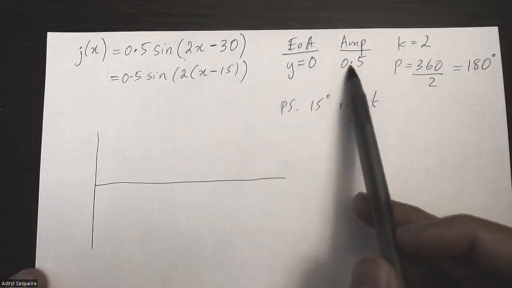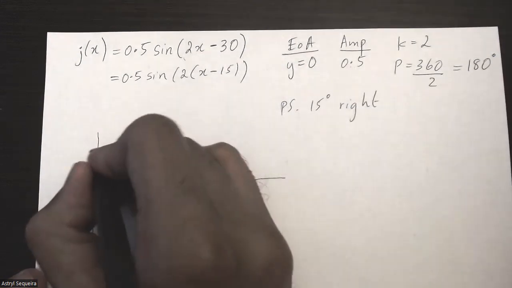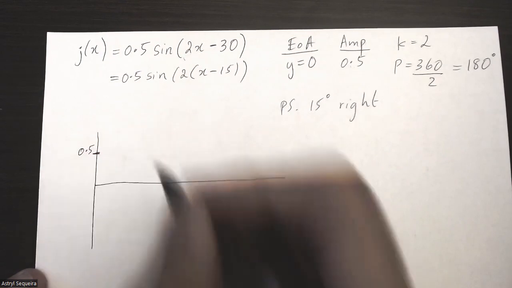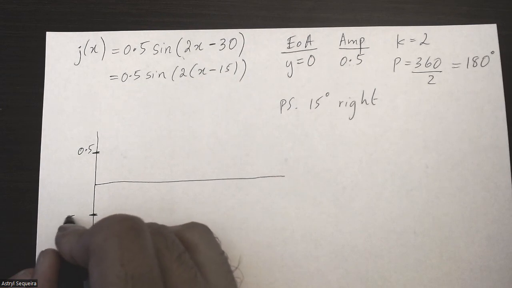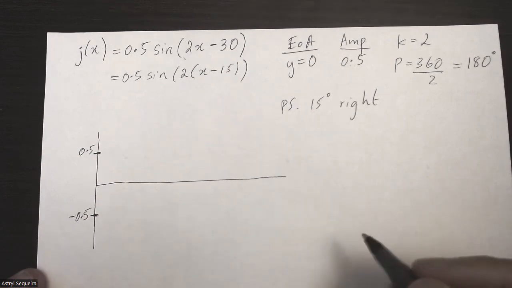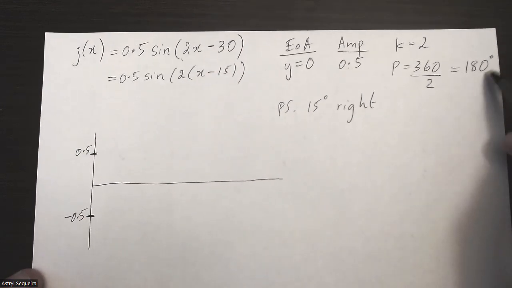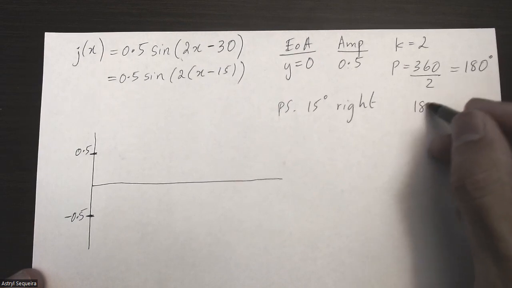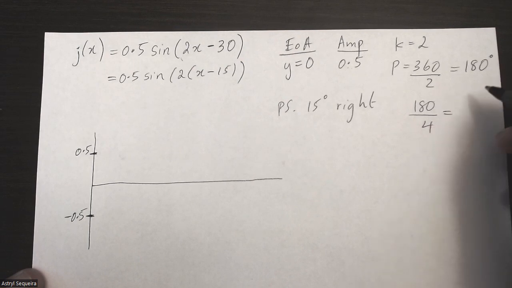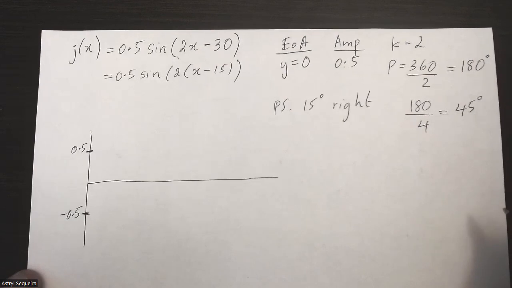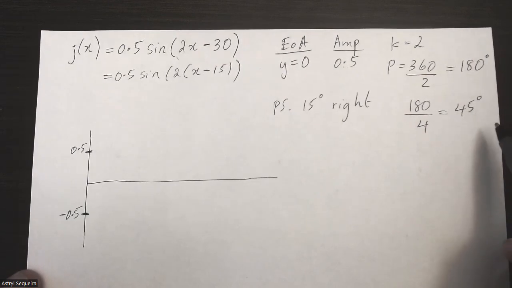I'm going to add and subtract my amplitude for my max and my min. So 0 plus 0.5 is a maximum of 0.5, and 0 minus 0.5 is a minimum of negative 0.5. I'll divide my period by 4 to find out the gap between my points. So 180 divided by 4 is just 45 degrees. So each key point is going to be 45 degrees ahead to the next one.